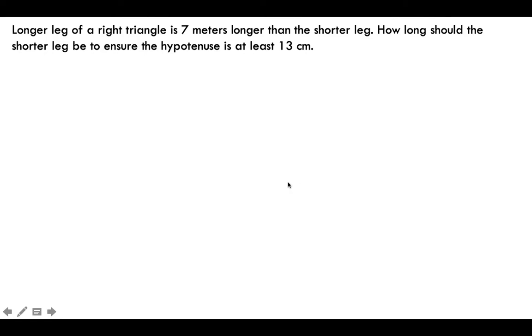The longer leg of a right triangle is 7 meters longer than the shorter leg. How long should the shorter leg be to ensure the hypotenuse is at least 13 centimeters? So first, we're going to draw the given triangle.